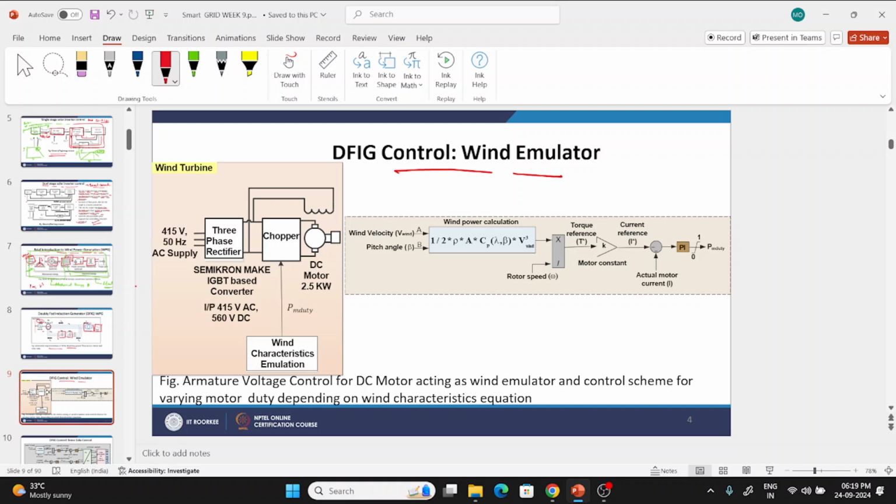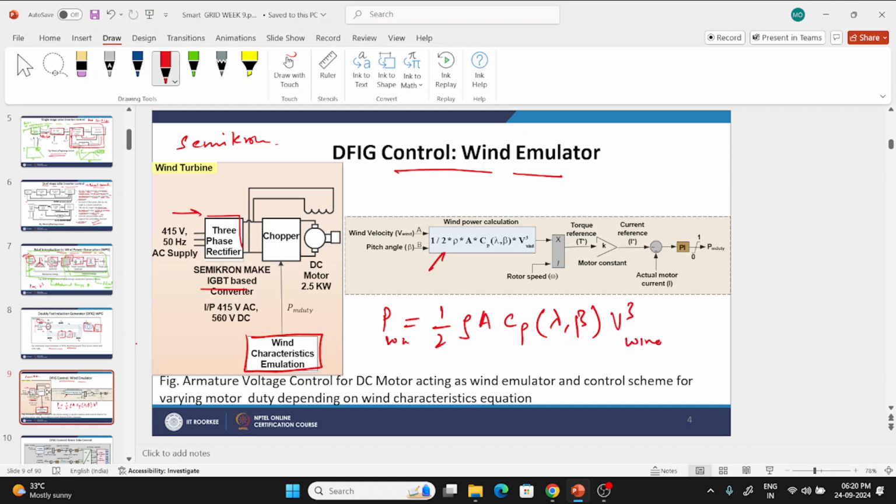Okay, here is a wind turbine emulator. It has been shown in your lectures. There is a three-phase rectifier, 415 volts. This is IGBT, which is based on Semikron. Semikron makes IGBTs, and then wind turbine emulation has been done. So basically, we can say here how the wind power is calculated. We can see the formula here. P wind is equal to half rho A CP lambda beta V cube wind.